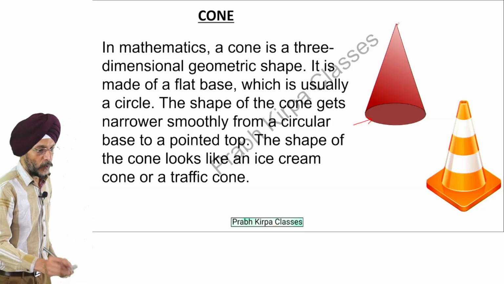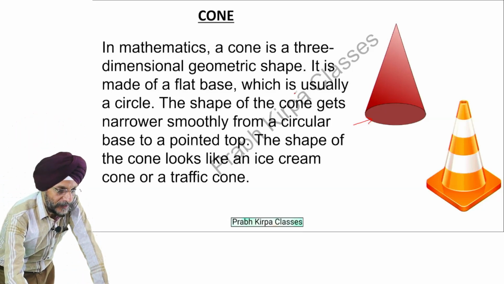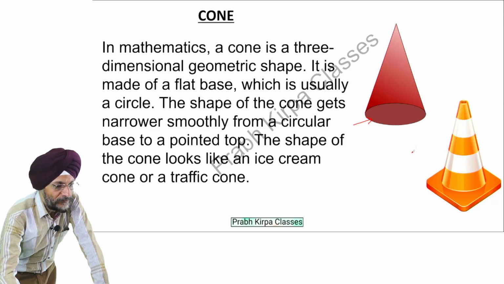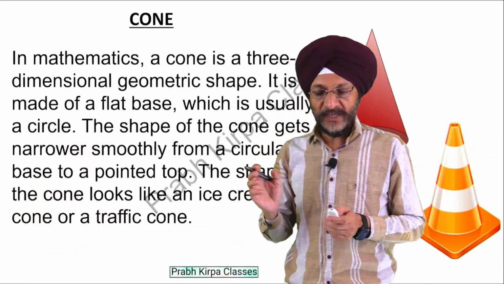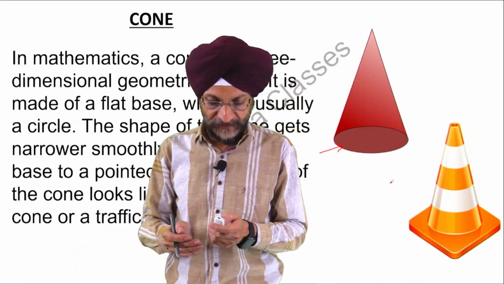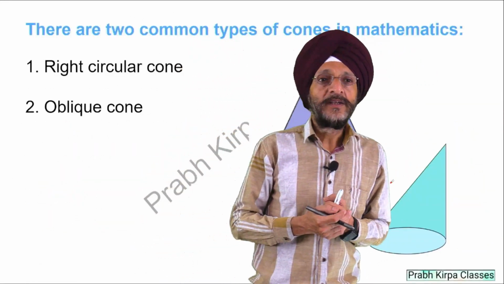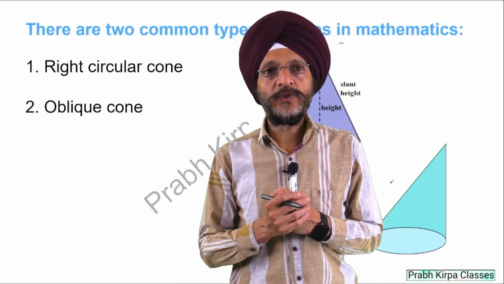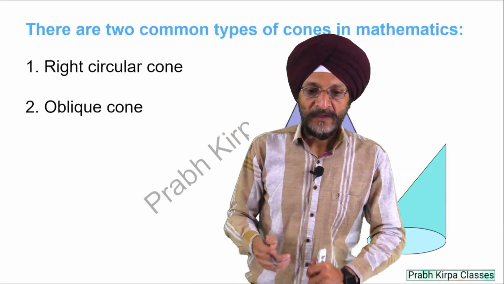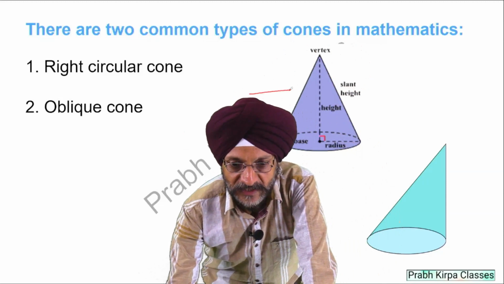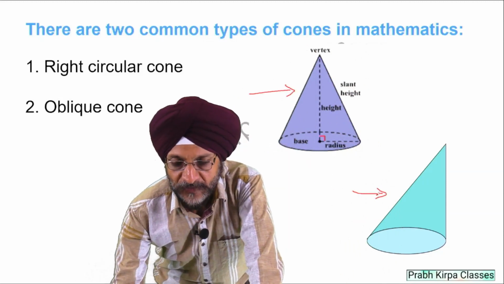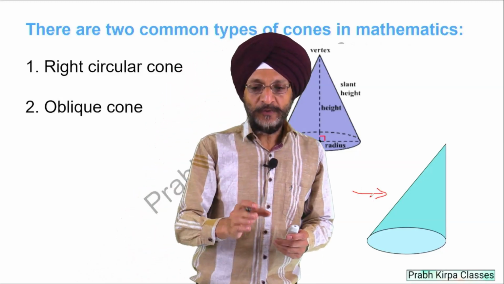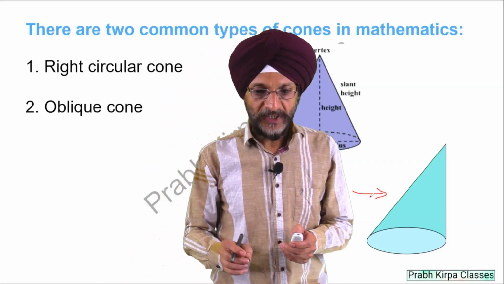The shape of the cone looks like an ice cream cone as well as like a traffic cone, which you might have seen at the traffic signals, which are for the purpose of controlling the traffic. Now there are two common types of cones in mathematics. First is right circular cone and the second is oblique cone. Now we will discuss each of these cones in some detail.